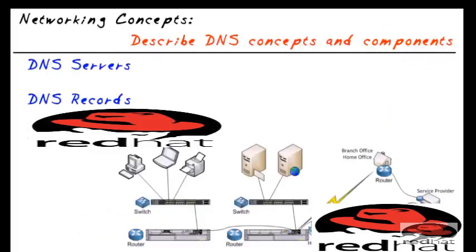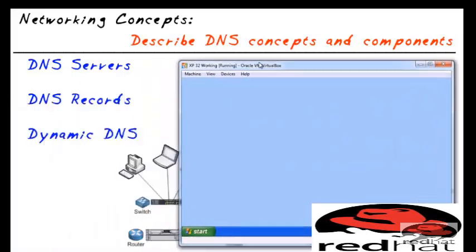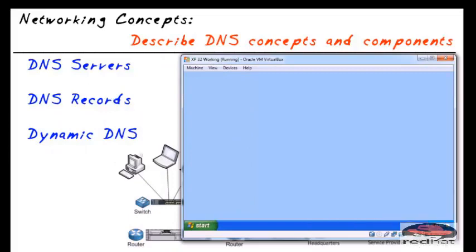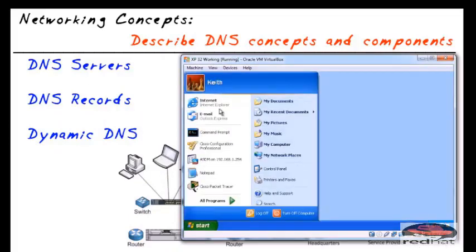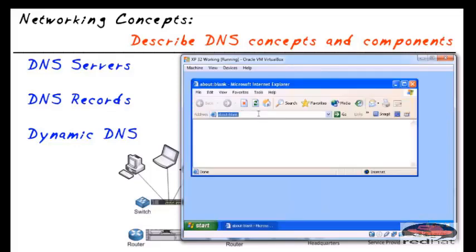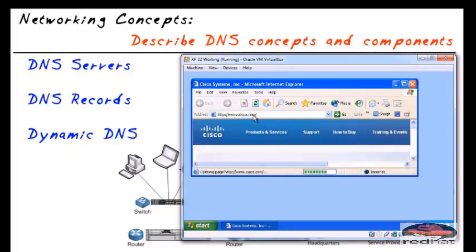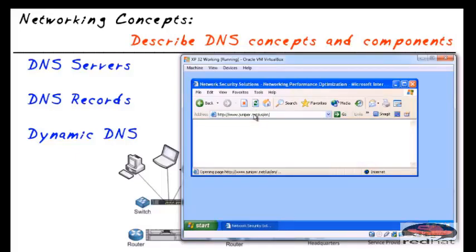One of the tools that I often take for granted is DNS, the Domain Name System. For example, this little PC on our network right here, if we want to go out to the web, we just open up a browser and we go for it. We go to www.cisco.com, or we could go to www.juniper.net, and it just takes us there.